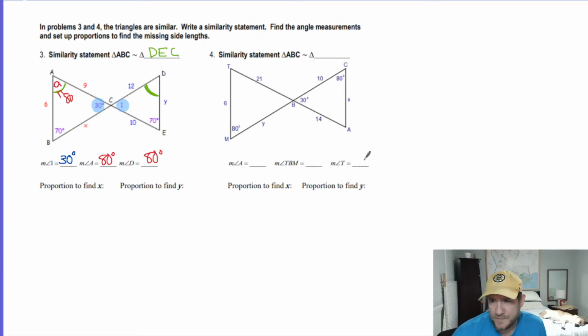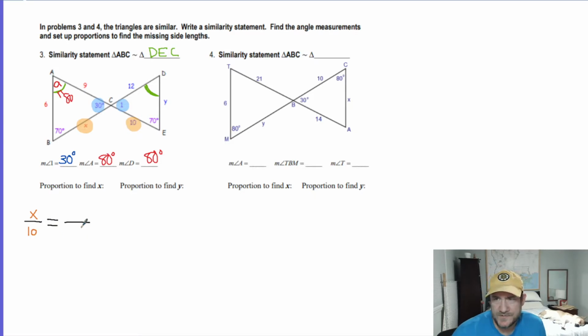Now they're saying write me a proportion to find x. Writing a proportion means you write a ratio and you set it equal to another ratio. And if you're trying to solve for x, then you pretty obviously need to include the side whose length is x. Now BC comes second and third, so that must correspond with EC, so the 10. So I know that one of the ratios I want to write is going to be x over 10.